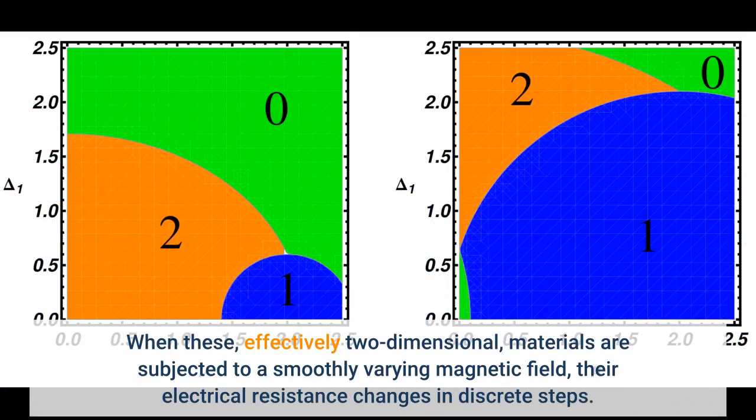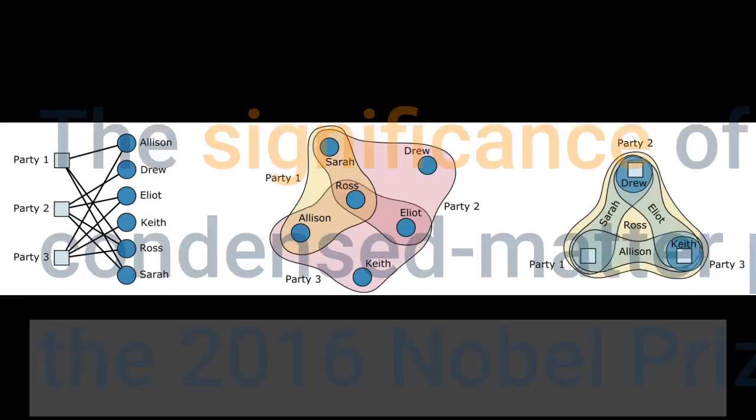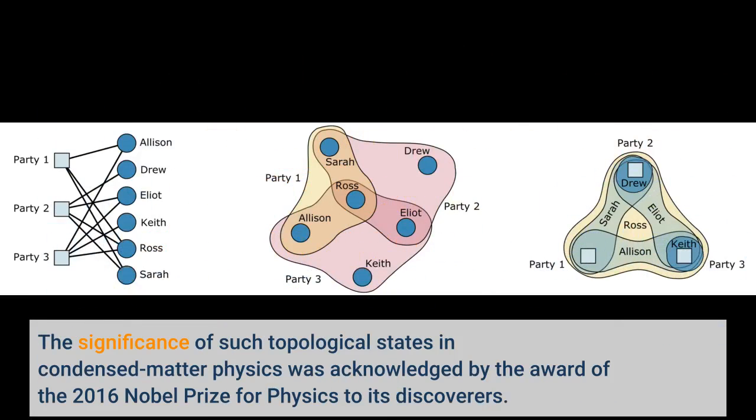When these, effectively two-dimensional, materials are subjected to a smoothly varying magnetic field, their electrical resistance changes in discrete steps. The significance of such topological states in condensed matter physics was acknowledged by the award of the 2016 Nobel Prize for Physics to its discoverers.